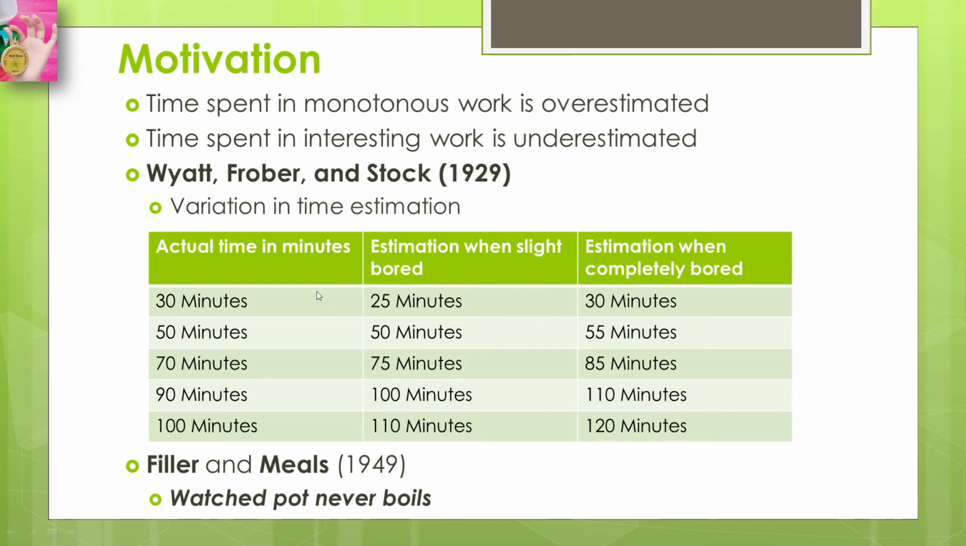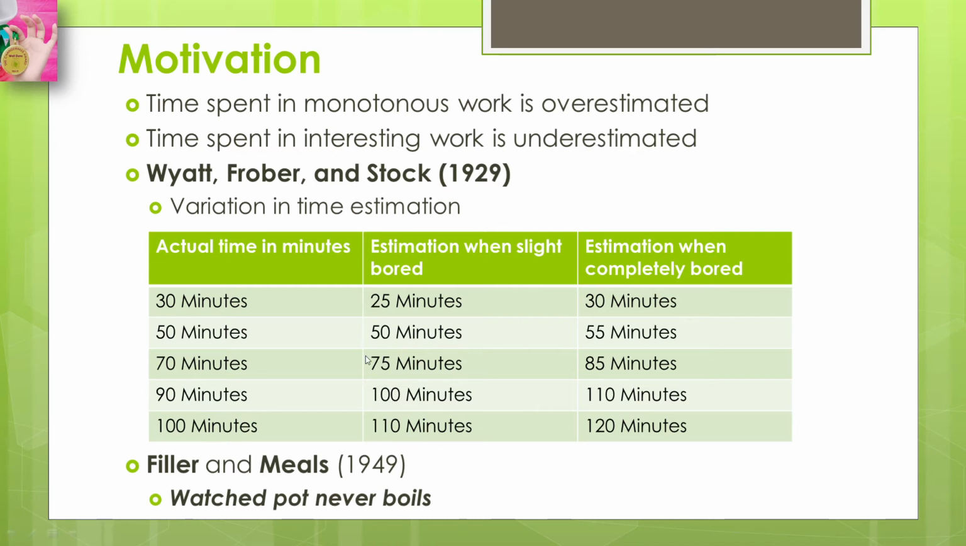Whereas when the actual time was 50 minutes, when they were slightly bored they estimated 50 minutes, which is the same as the actual time. But when they were completely bored, they estimated that it's been 55 minutes. Now they perceive the time differently because they were less motivated and completely bored. This shows that when a person is motivated, the time appears to fly away, and when people are bored, the time goes so slowly just because they perceive it differently.